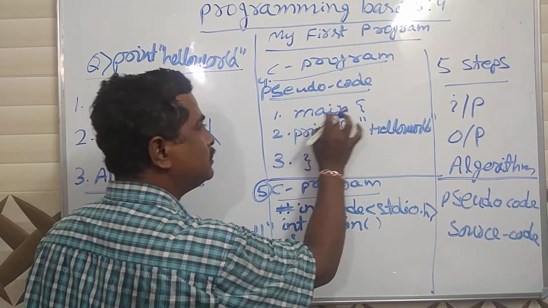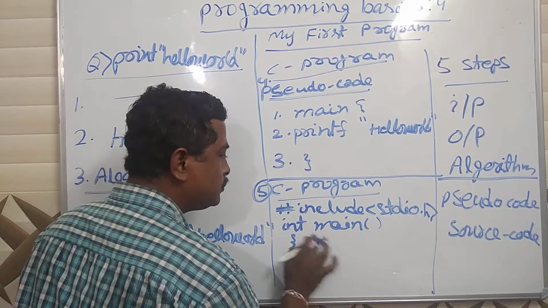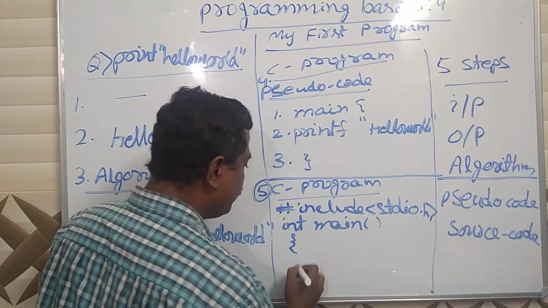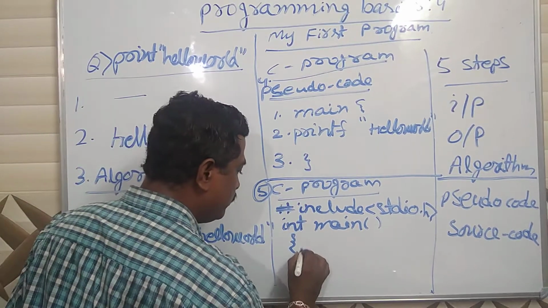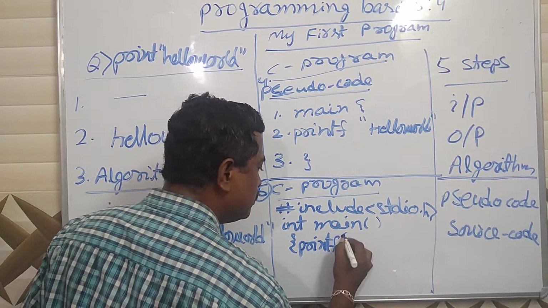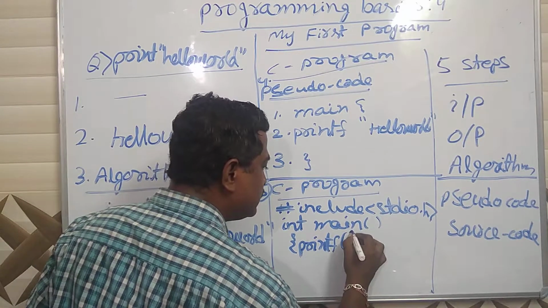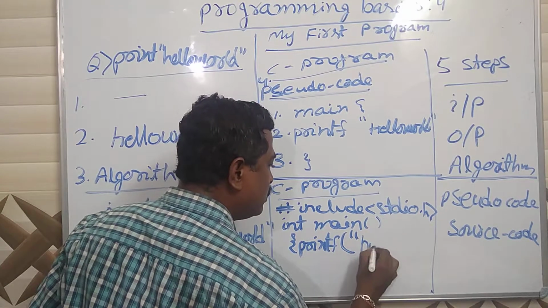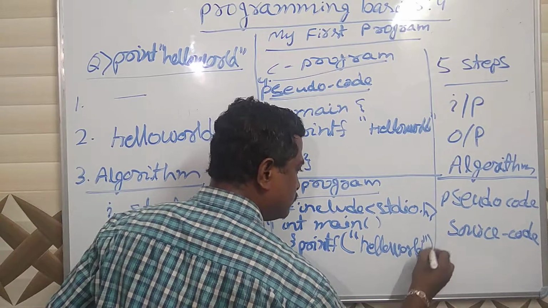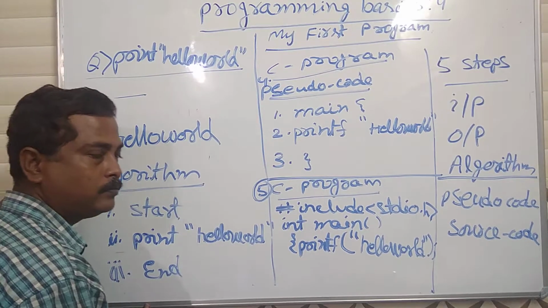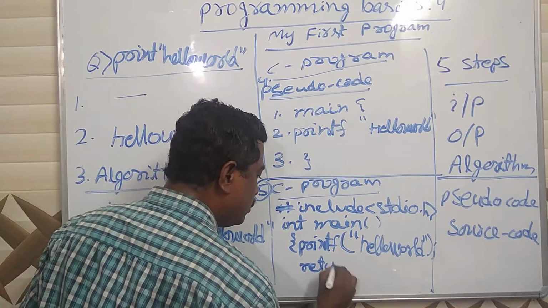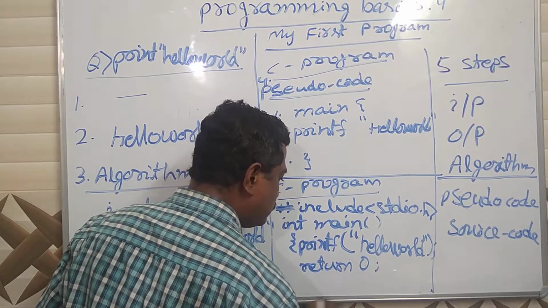In pseudocode you have written just main, just to represent this one. But in a C program you have to write it specifically: int main. Now after that, what is the step? Printf. The exact syntax of printf is printf without any space, parenthesis start, double quote, now the message, whatever you want to write, hello world, semicolon. Okay, now if you are writing int here, you write return 0, semicolon.